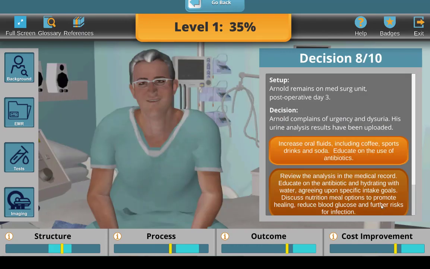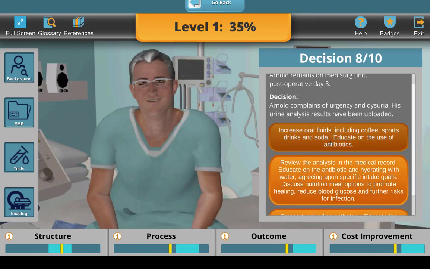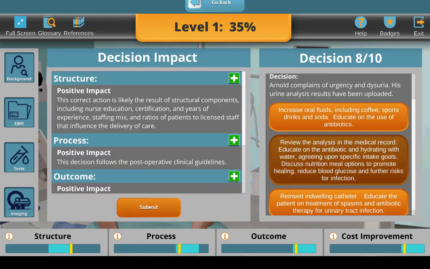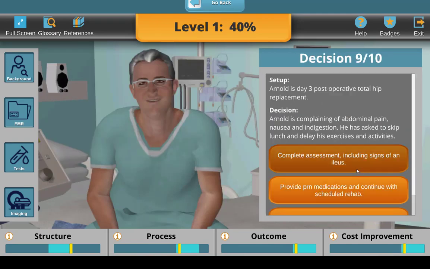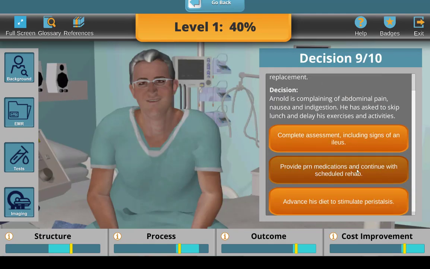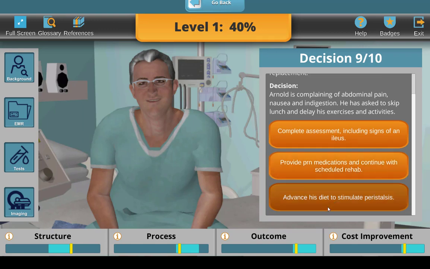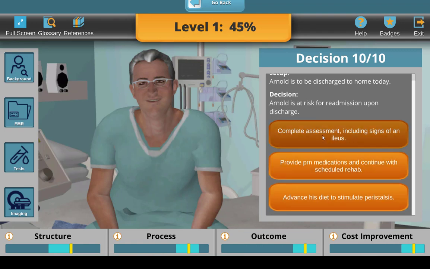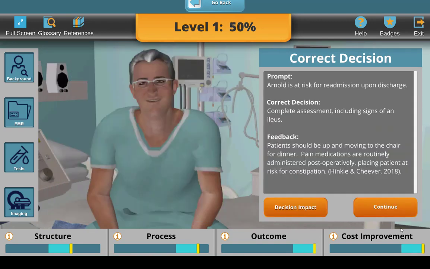Okay. All right, let's see here. Go through here. And each one of these patients should, in all fairness, if you're going to read through all of these, which is, of course, the suggested path, take about 20 to 30 minutes, which is what leads to the 4 to 5 hours total to complete the 5 levels. Okay. All right. So let's see here. We are on number 9. We're almost there. So Arnold is at risk for readmission upon discharge. Let's see. Provide, continue, advance. Let's see here. How about we go that route?